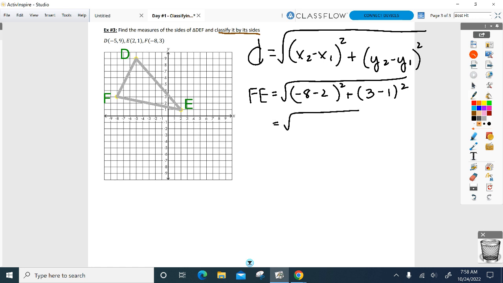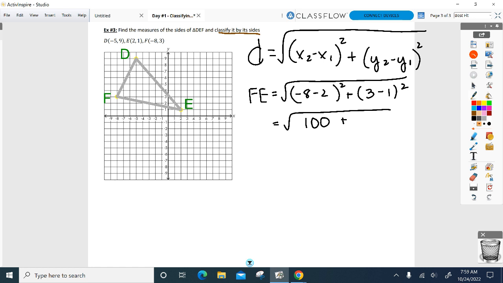I want to remind you of some things with the distance formula. -8 minus 2, -10, right? Square it, what do I get? 100. Hey, remember this. After you're done squaring, none of these two numbers should ever be negative. Put it in parentheses in your calculator.